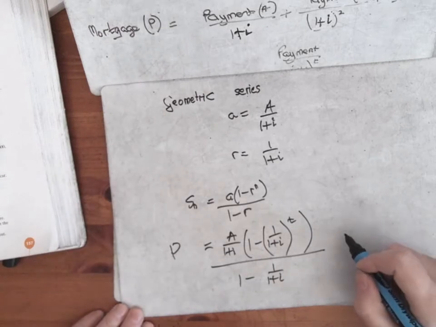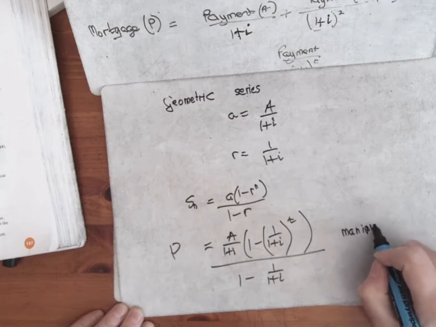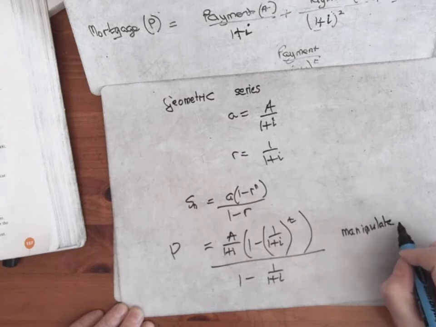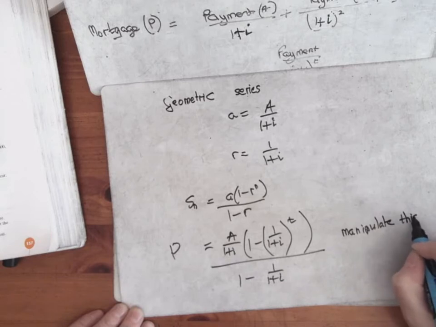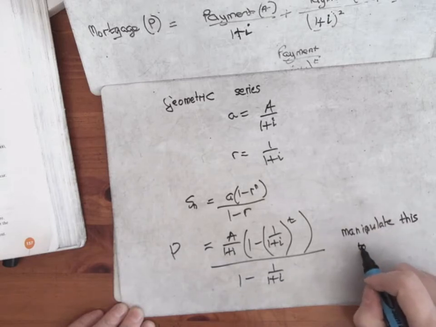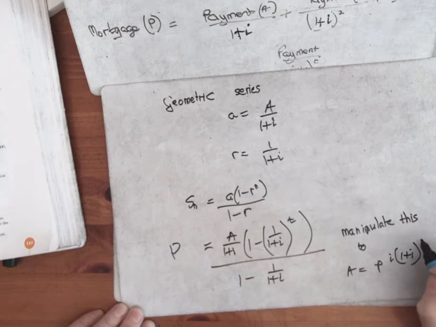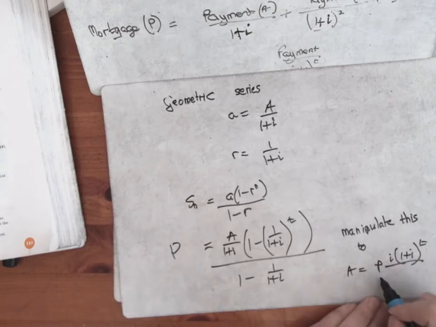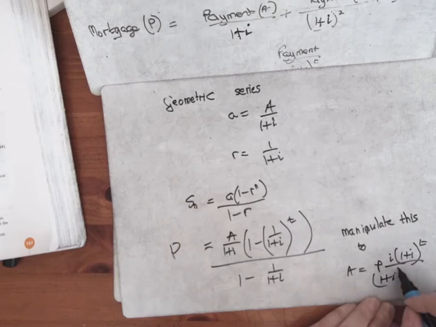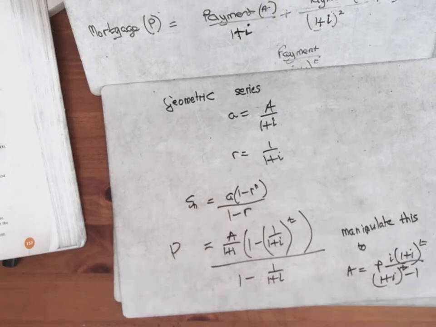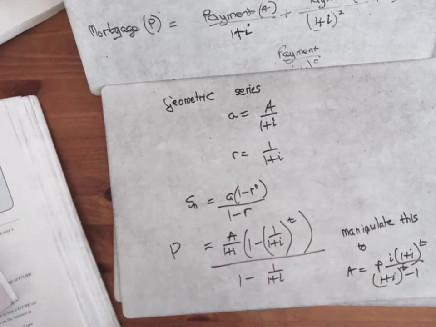So I need to manipulate this, and it's really just algebra. We want A equals P times I times 1 plus I to the power of T, all over 1 plus I to the power of T minus 1. So that's what I'm trying to do. I'm basically just manipulating it, I've the hard work done.